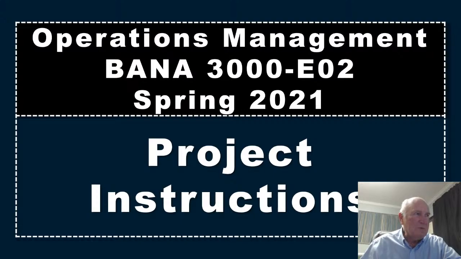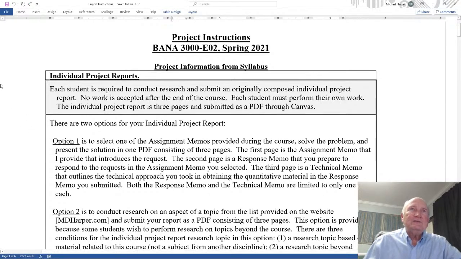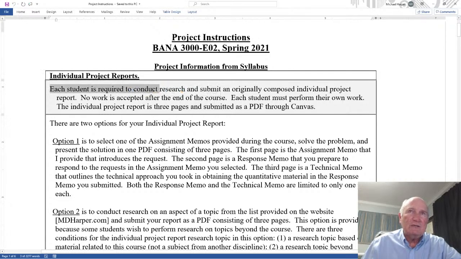So let's bring up the instruction Word file. First I start with the information from the syllabus. These are going to be individual project reports. Each student is required to conduct independent research and submit an originally composed individual project report. Now, what I mean by independent research, or conduct research and submit originally composed project.